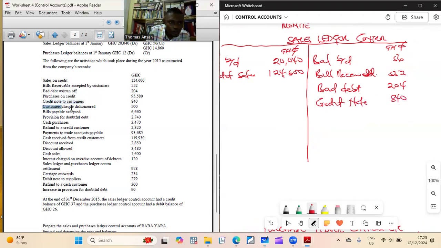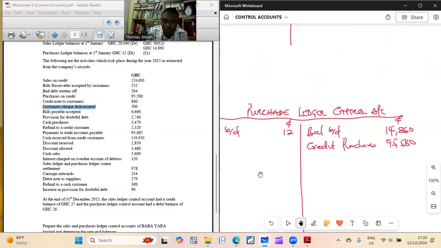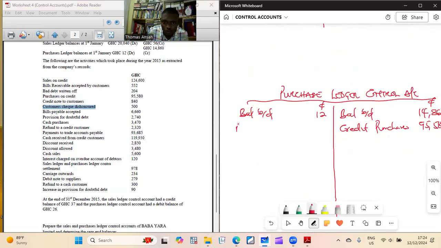Credit note 840. Customer's cheque dishonoured. So this is a dishonoured cheque, so if through payment, this dishonoured cheque, 500. Bills payable accepted. So it means the supplier accepted the bill. So bills payable accepted, to reduce our balance. How much is that? 6,660.